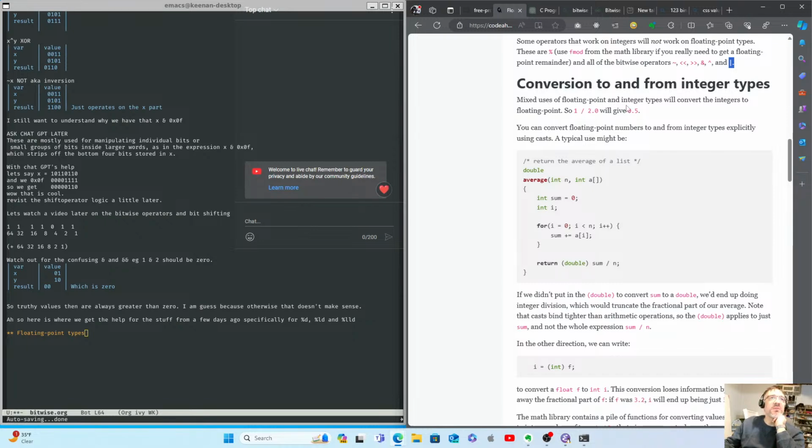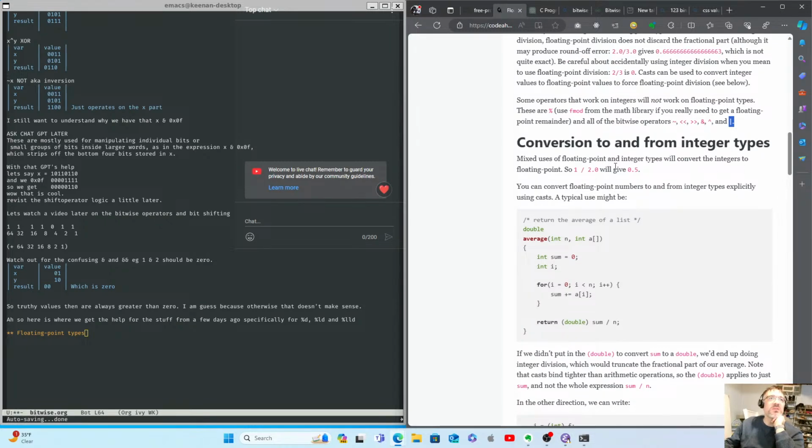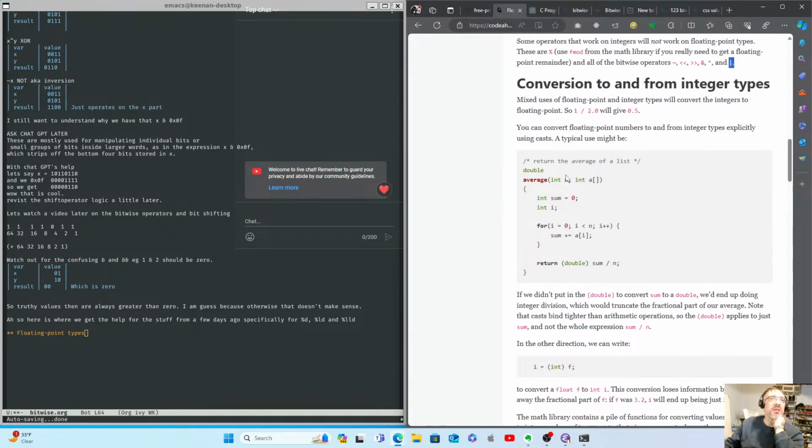Mixed uses of floating point and integer types will convert the integers to floating point. So 1 divided by 2.0 will give 0.5. You can convert floating point numbers to and from integer types explicitly using a cast. A typical use might be this. Okay, let's use this as an example.